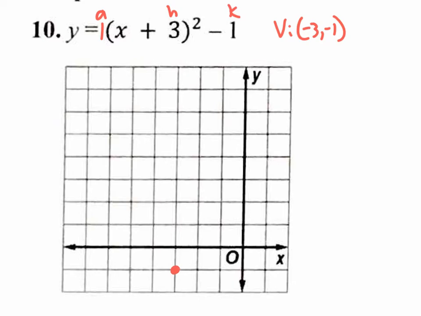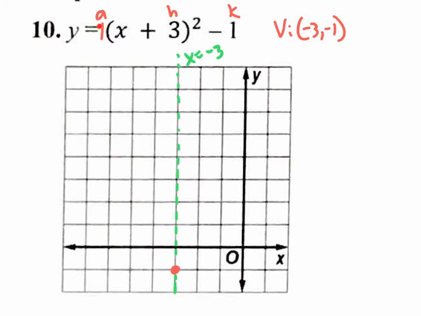You also need an axis of symmetry going right through that vertex. That would technically be x equals -3 if you wanted the axis of symmetry equation. And is this parabola opening up or down? Up, because the a value is 1. Is it wide or is it narrow, or is it a regular U-shaped curve?